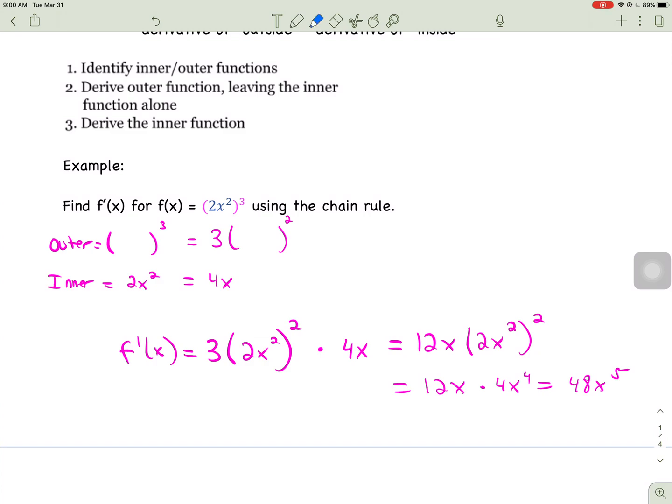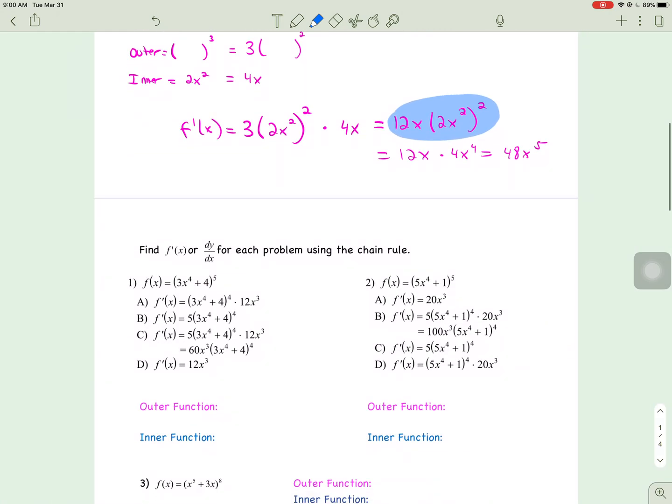But most of the time, we could just leave it in this form. And that's all we really need because we're going to substitute in to find the slope at a given point. Now, also, this is going to be a lot more helpful when we get into some more complicated problems. So there's your chain rule. It's the derivative of the outside times the derivative of the inside. So let's take a look at some examples. We'll start off with multiple choice.